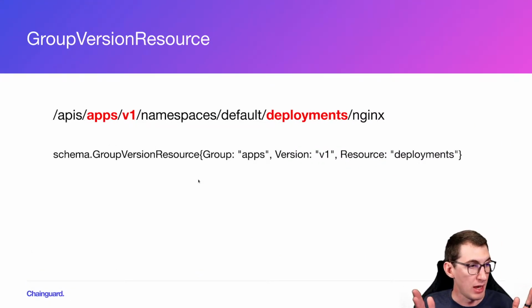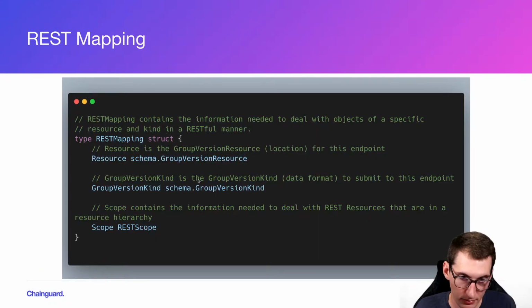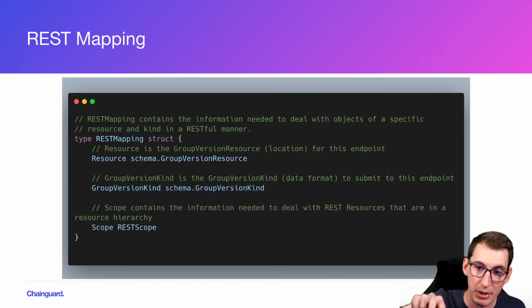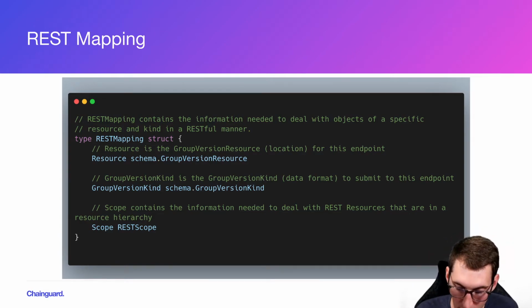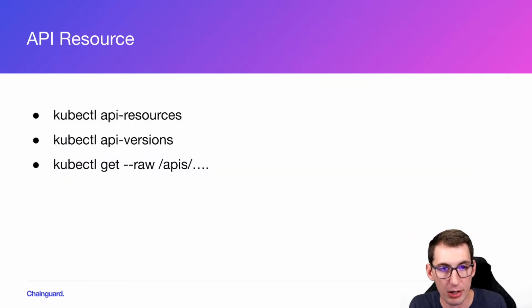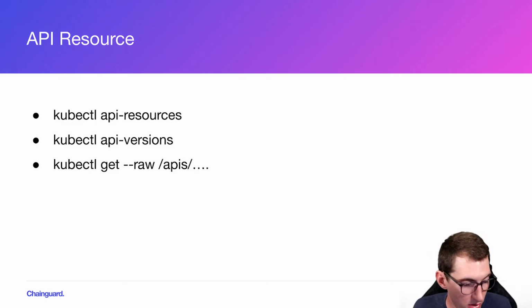So that's the API request in a nutshell. And again, this REST mapping is done through taking those group version resources and mapping those to the kind structs. This is done at the Go code level, inside of client-go. I showed you how you can look at these API requests by hand and figure out what resources you have.